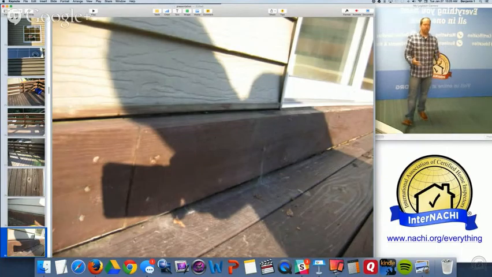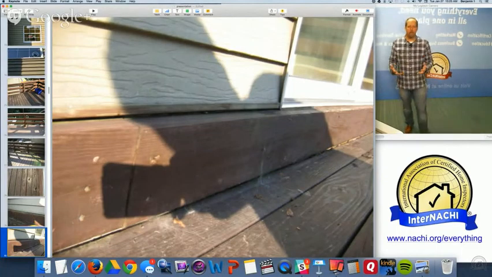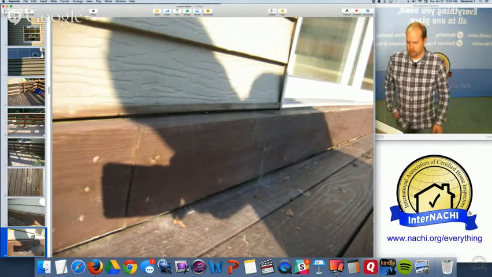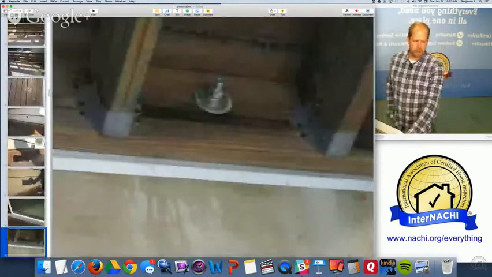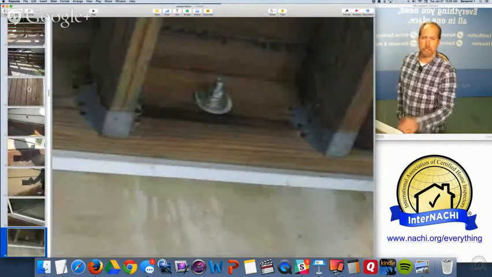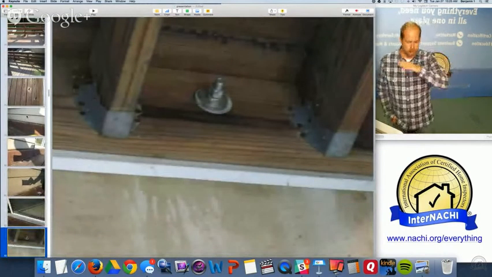You could be in a position where you have to comment upon a structural material defect. It's really exciting. That's why I love this business. So take a look at the top part of the flashing, ledger board flashing, the bottom part.